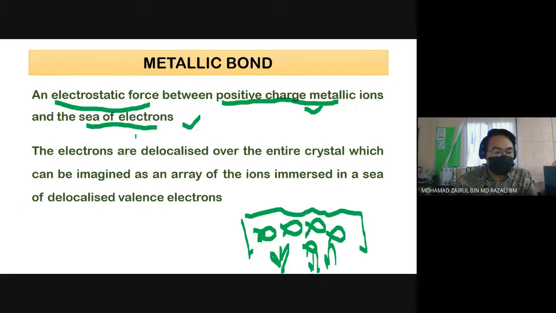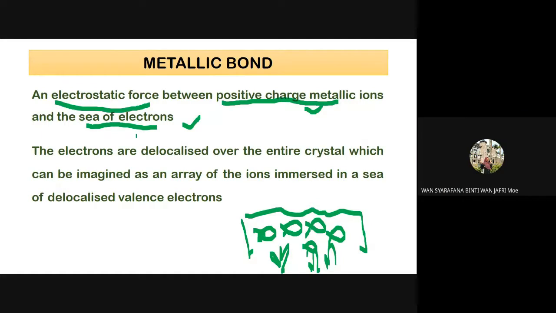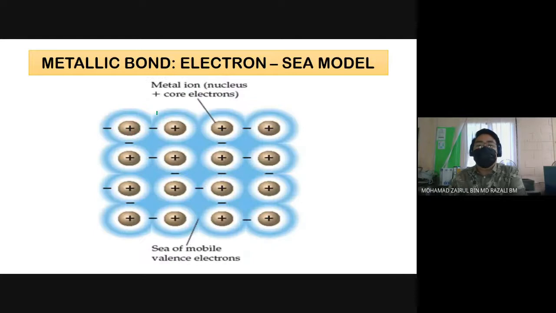Ada soalan tak setakat ni? Okay sir. Boleh sir. Okay, ini adalah gambaran ataupun illustration of the metallic bond. Metallic bond tu kita tahu dia adalah force of attraction ataupun electrostatic force between a positive metallic ion and the sea of electrons.